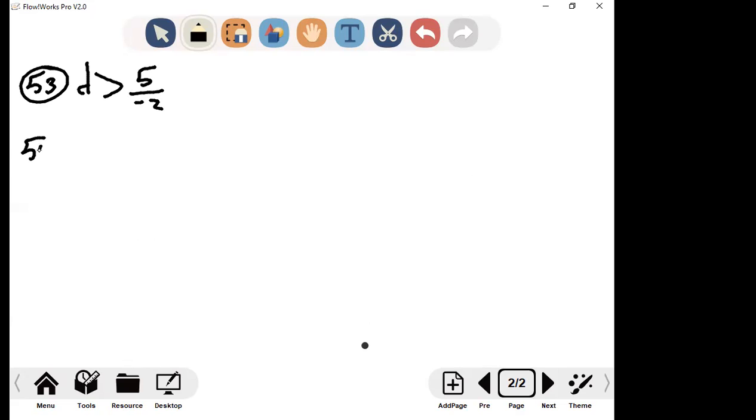Question 54. f will be less than, it is more than, it will be what? Less than 5 over negative 7, right? These are the answers from 37 to 54. Switch.